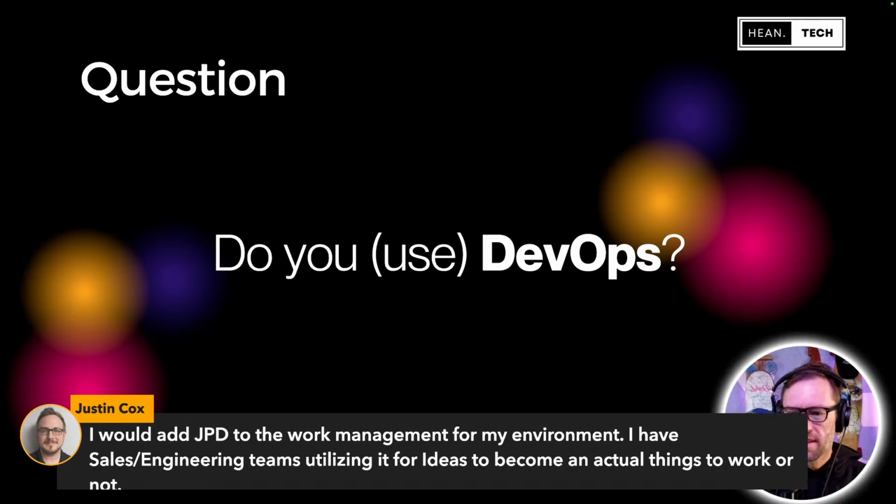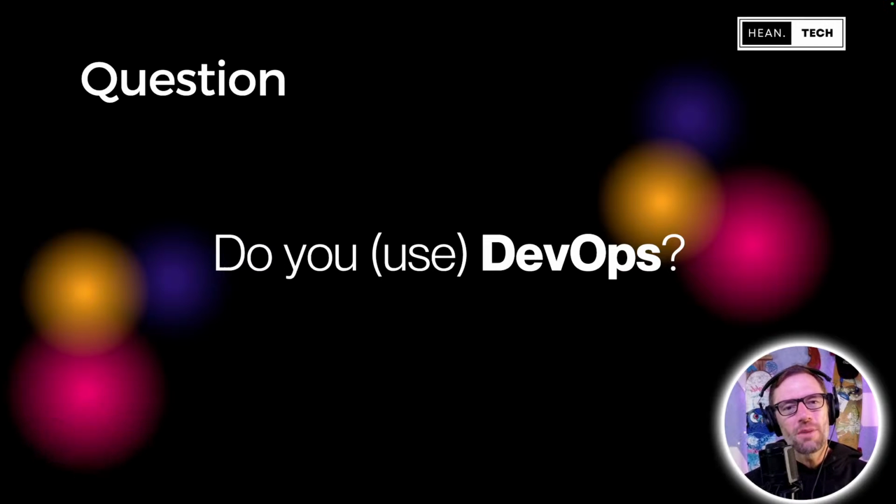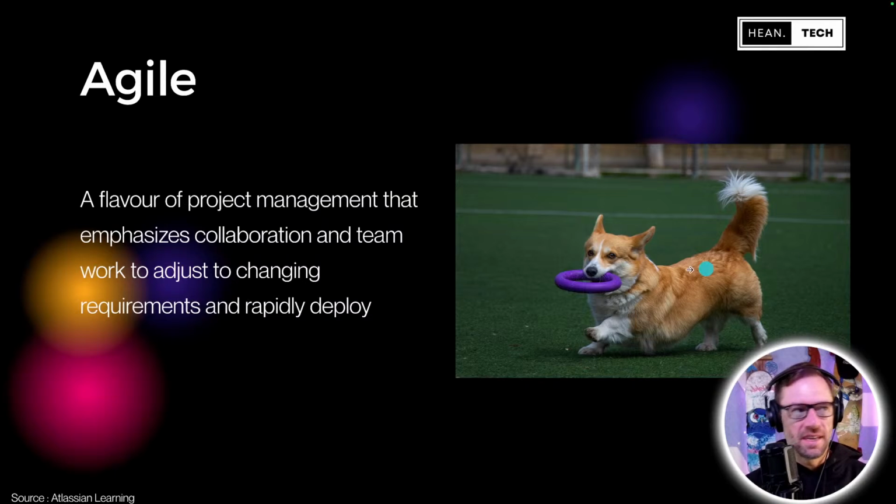Justin, interesting. You would add Jira Product Discovery to work management for your environment. Sales engineering uses it for ideas. Oh, interesting. Now, these categories that we're talking about are the ones as defined by Atlassian. So in Justin's case, they have a different idea of what that category should be. That is totally okay. As we talk about these, it's not to say you can't or shouldn't use these in different ways. It's just saying Atlassian, when they sat down and defined what this category is, this is what it's going to be.